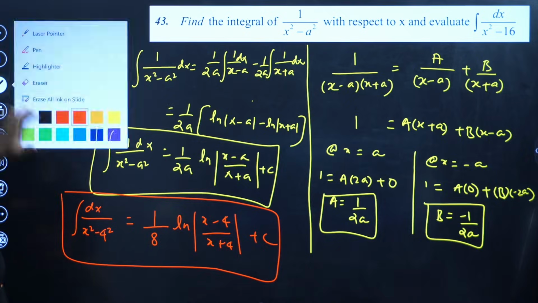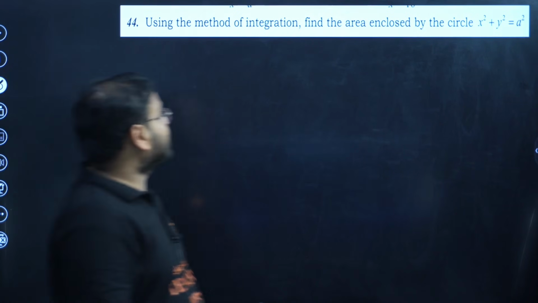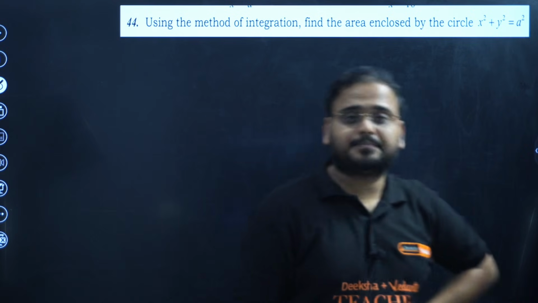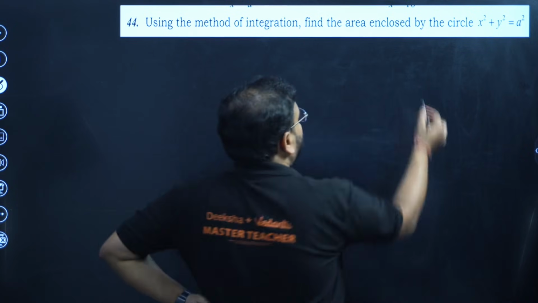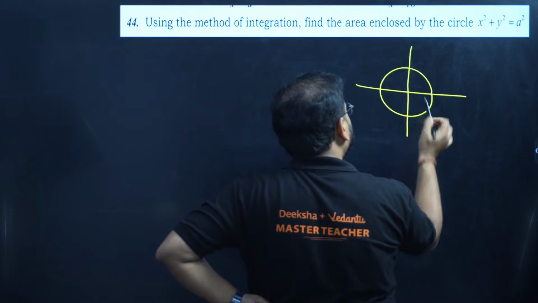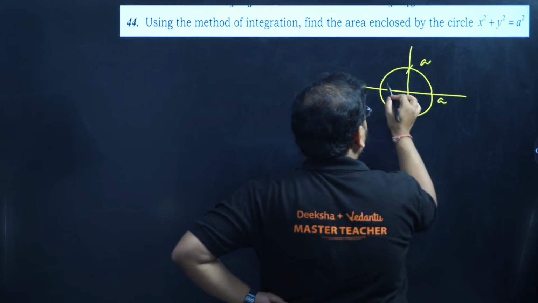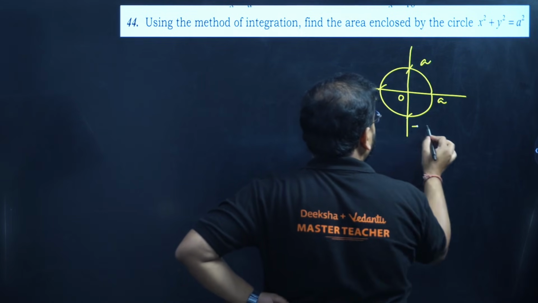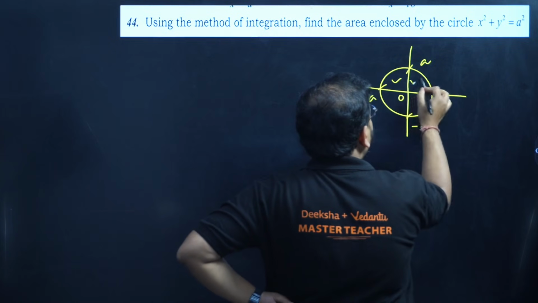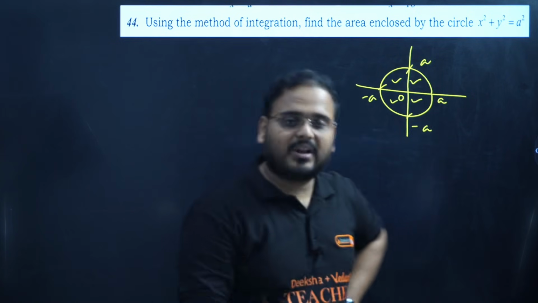Next. Check it out. Using the method of integration, find the area enclosed by the circle. No problem, sir. Draw the circle first. This is 0. This is a. This is a. This is minus a. This is again minus a. We know that all these parts are symmetrical and equal. All the 4 parts are symmetrical and equal.